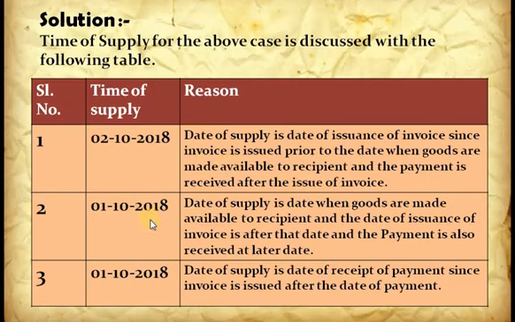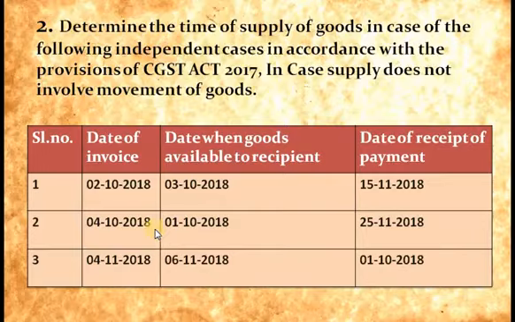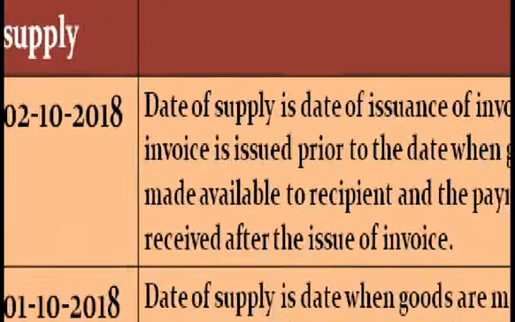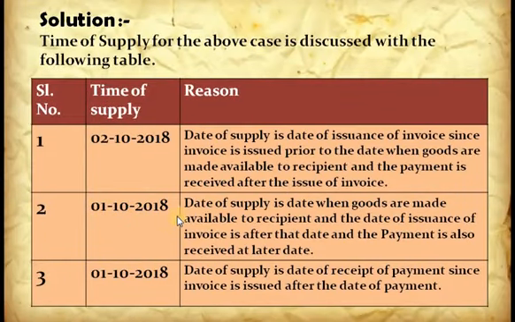In the second case, if you check the question, it is 4/10, 1/10, 25/11. So in this the time of supply is 1/10/2018. The date of supply is the date when goods are made available to the recipient, and the date of issuance of invoice is after that date and the payment is also received at a later date. So like this you need to mention the reason.